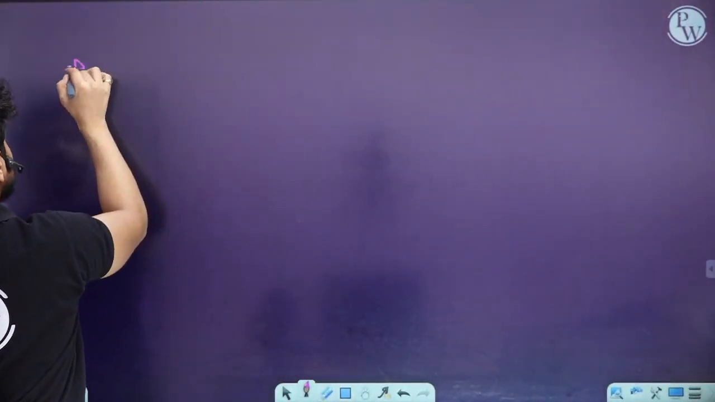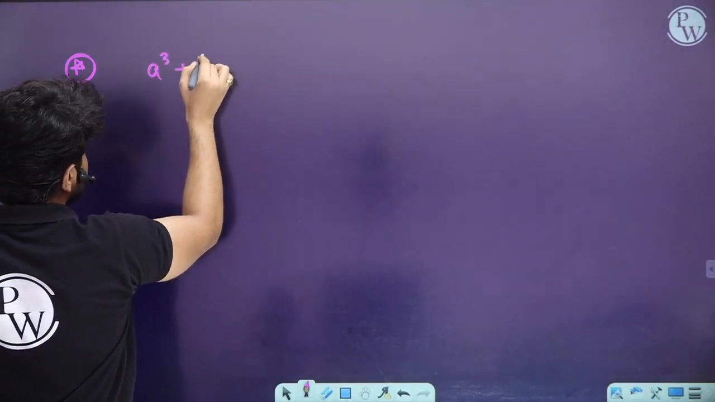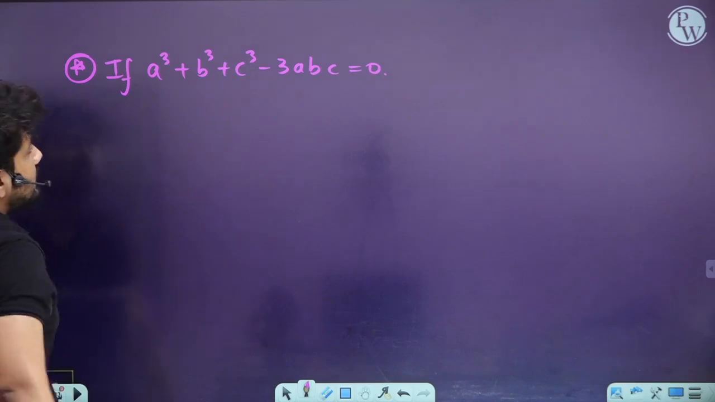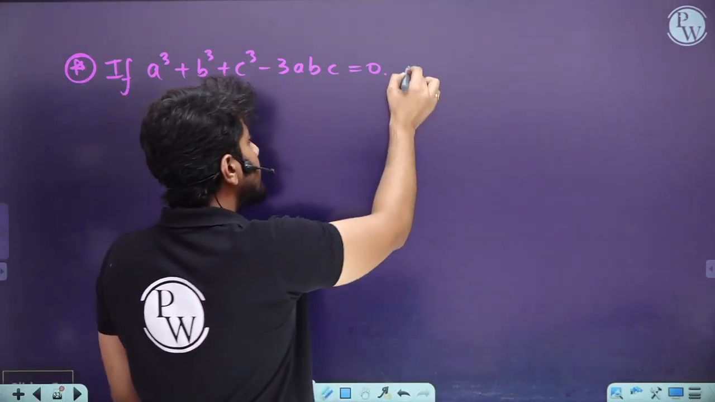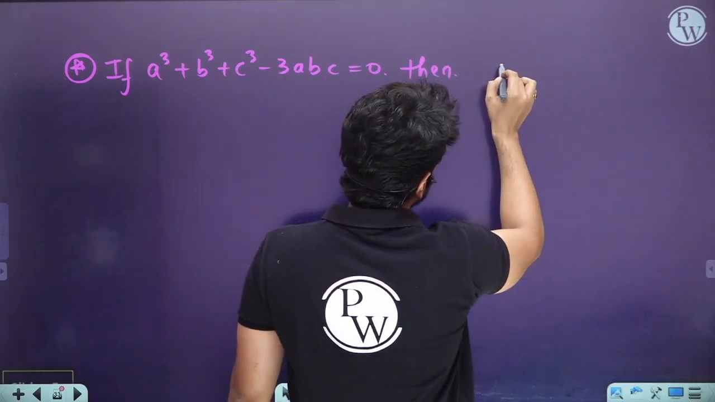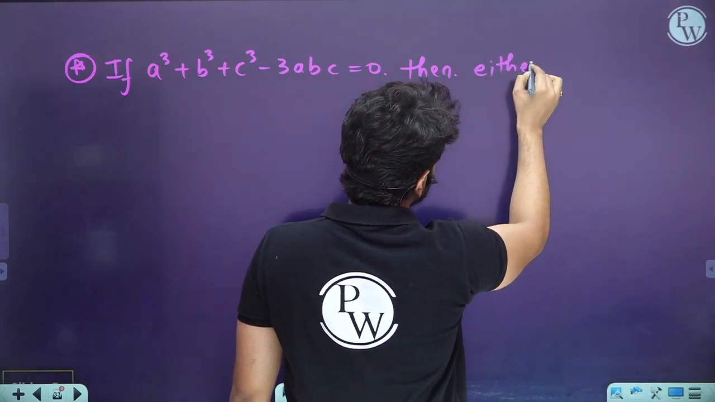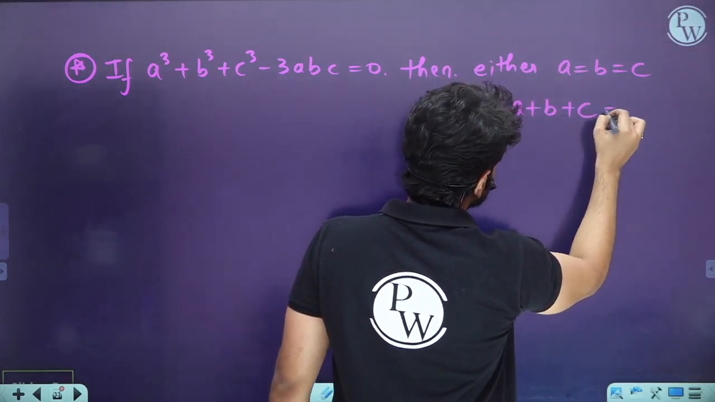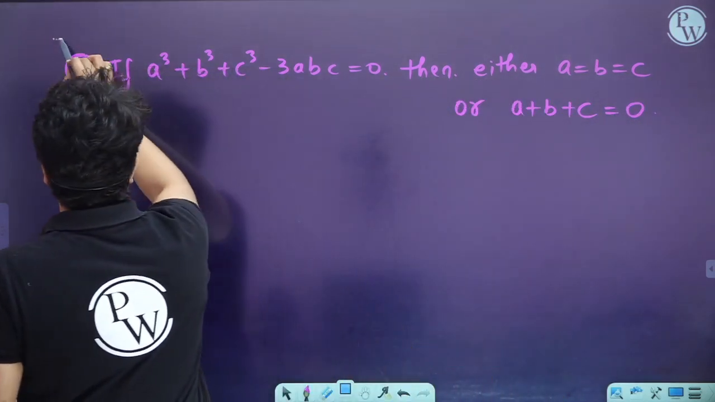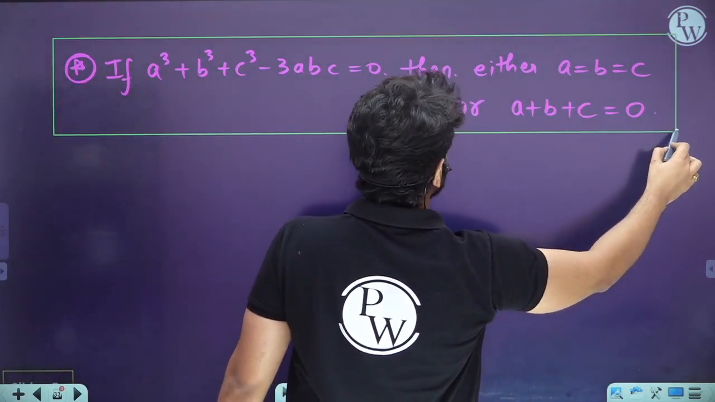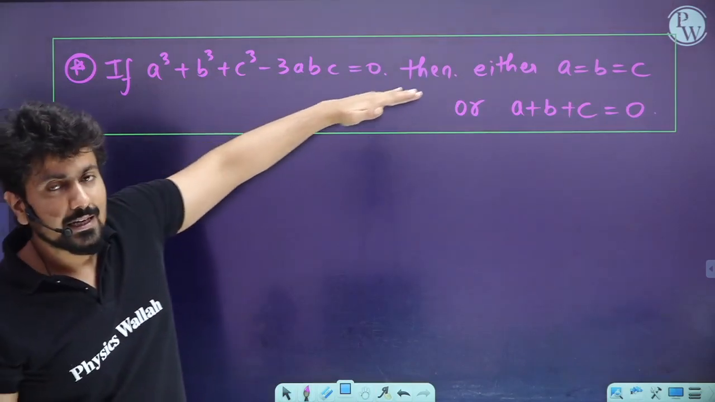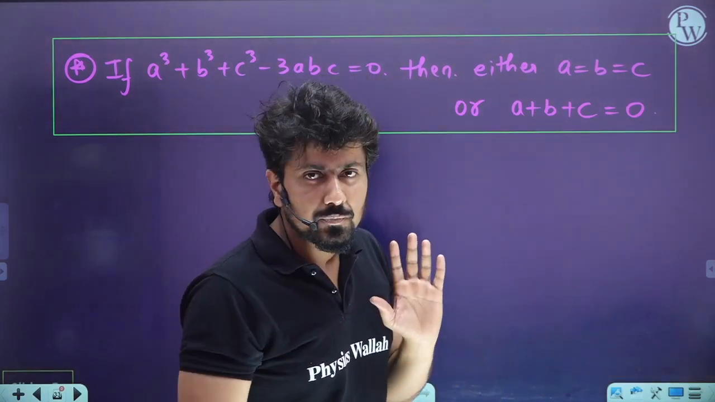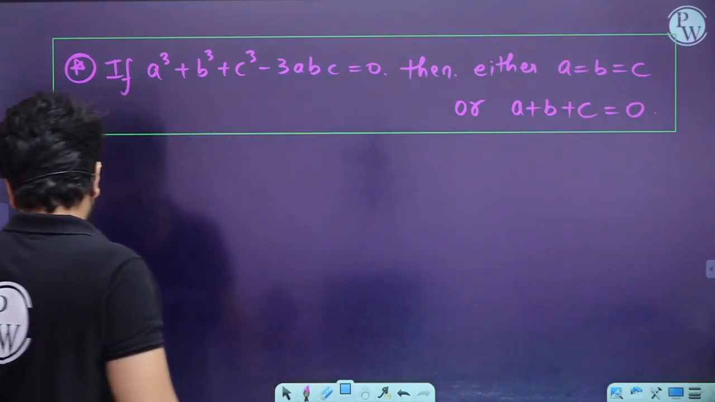Now, another. If it is given that a³ + b³ + c³ − 3abc is equal to 0, then we can say that either a is equal to b is equal to c, or a + b + c is equal to 0. Very important again. If a³ + b³ + c³ − 3abc is given as 0, then either a, b, c all of them are going to be equal, or a + b + c is equal to 0.